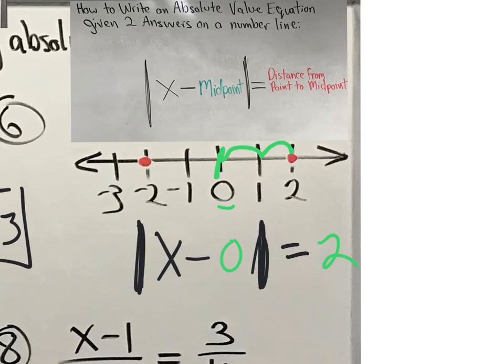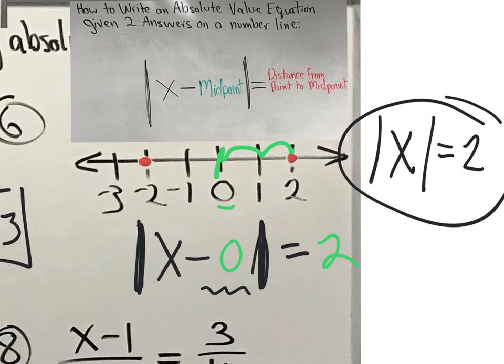So my final answer is going to be writing it without this -0 because that's pointless, right? If I say what's 5 minus 0, it's just 5. You're not going to say 5 minus 0, right? So let's just write it as a final answer. Absolute value of x, you don't need to put the -0, equals 2. That's your absolute value equation that'll actually give you those 2 answers right here. Let's move on to the next 2.